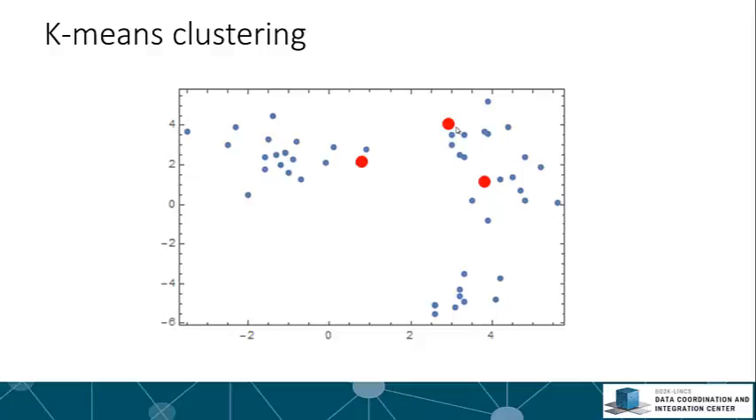The next step in the K-means algorithm is to assign each object to its closest cluster center. So I've just indicated a few here with arrows. So each object becomes associated with a cluster center. Then all the objects that are associated with the same cluster are averaged to get a new point. And this point becomes the new cluster center. So each cluster center becomes updated, it shifts to a new position.